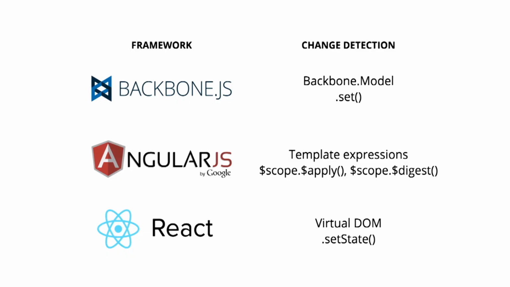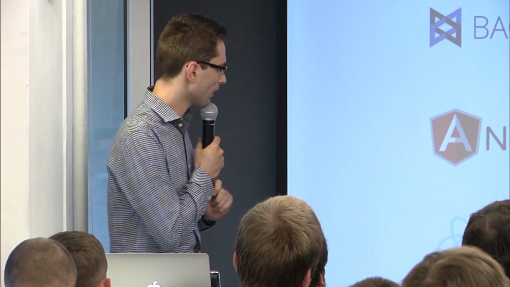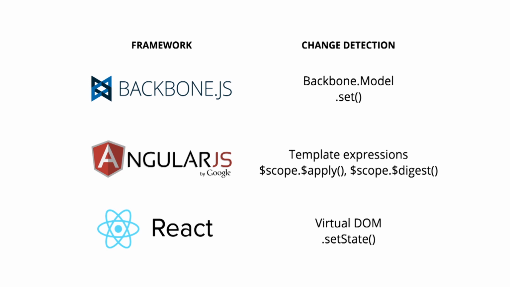So the next question is, how is it implemented? I chose three frameworks to show you examples of these implementations. I chose them because they are very different in their change detection mechanisms, and they are also commonly used, so I think you are familiar with them. They are Backbone.js, AngularJS version 1.x, and React. We will come back to this slide later to sum up everything, so you don't have to look at the right side of the screen.